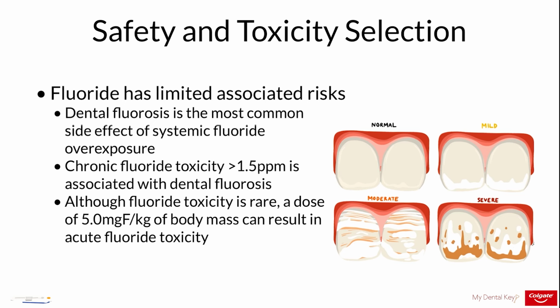Although fluoride toxicity is rare, a dose of 5 mg of fluoride per kilogram of body mass can result in acute fluoride toxicity. Initial signs of fluoride toxicity begin with gastric symptoms and may progress to cardiac or neurological signs. Initial treatment includes decreasing fluoride absorption in the GI system by administering a calcium-based solution. Patients with concern should seek medical attention or call the Poison Control Center.